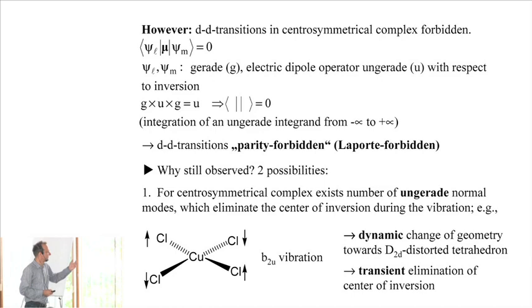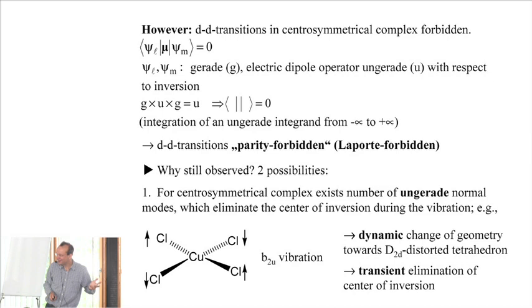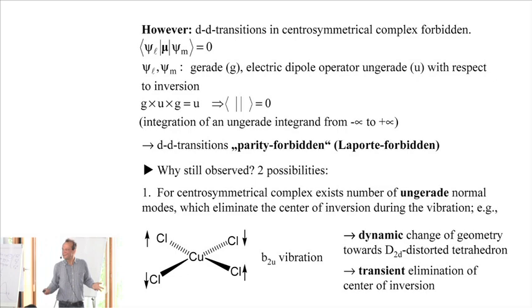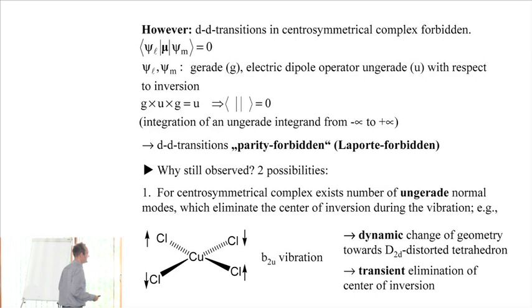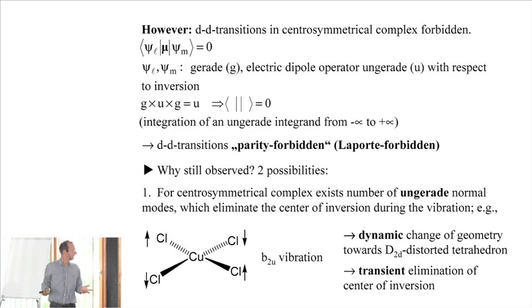So why are they still observed? There are two possibilities. The first: for a centrosymmetric complex, there exist a number of ungerade normal modes which eliminate the center of inversion during the vibration. Frank will talk about normal coordinates tomorrow. One of the normal coordinates of this tetrachlorocuprate is a B2u vibration. You put two ligands down and two ligands up, and you have a dynamic change of geometry towards a D2d distorted tetrahedron. This gives you a transient elimination of the center of inversion, and so you get a little bit of allowedness into your optical transitions.